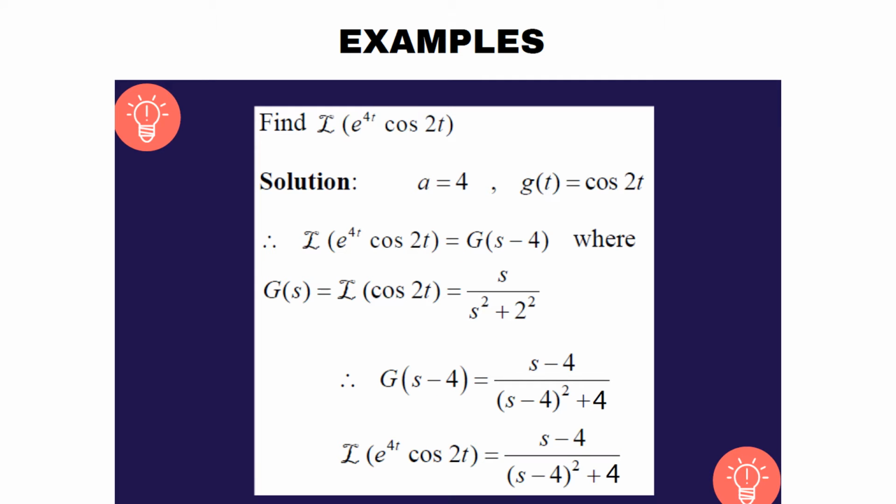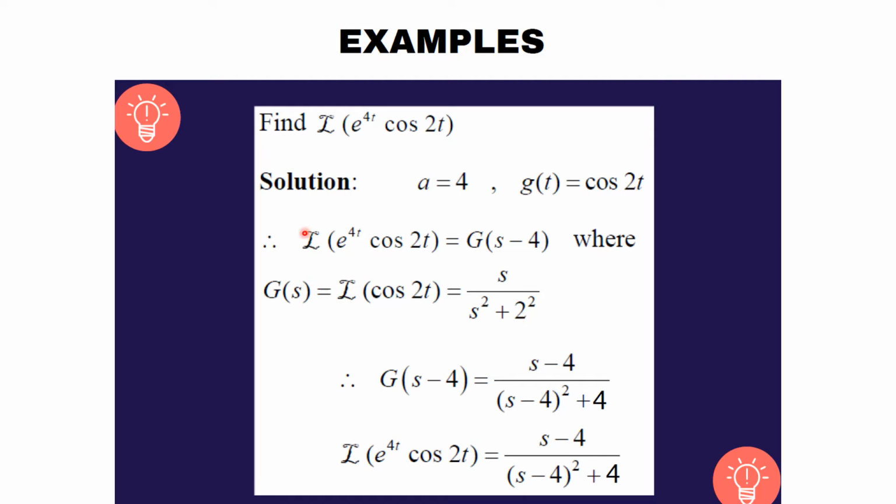Okay, here is another example. The Laplace of e^(4t) cos 2t. So a is 4 and g(t) is cos 2t. So the Laplace of e^(4t) cos 2t is G(s minus 4). How do you get s minus 4? Because the power of the exponential is 4. Then find G(s). G(s) equals the Laplace of g(t), and g(t) is cos 2t. So the Laplace of cos 2t is s over s squared plus 2 squared, which is s over s squared plus 4.